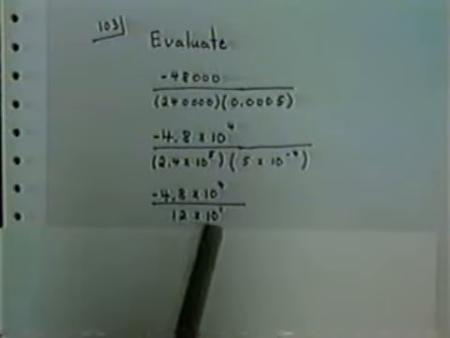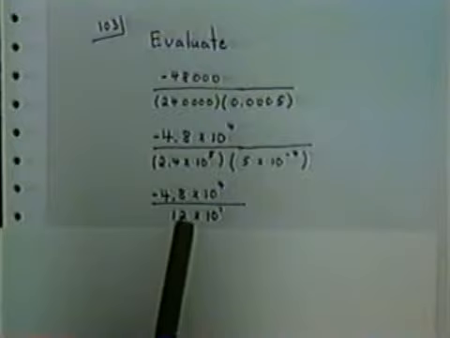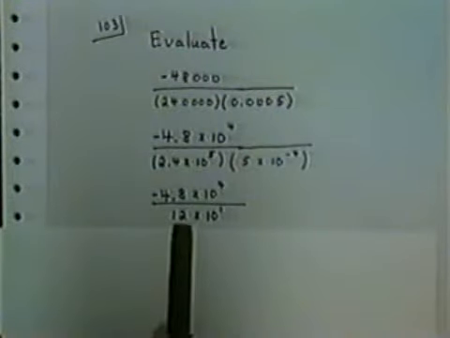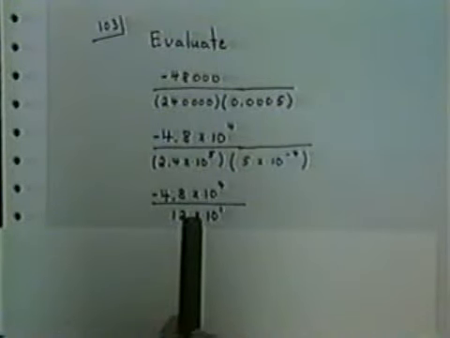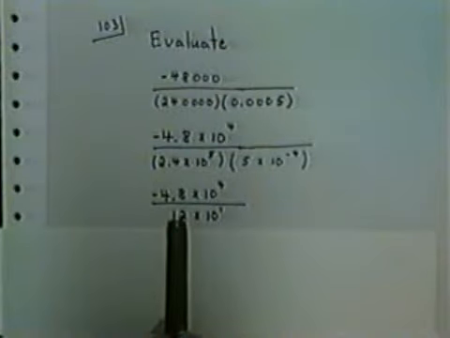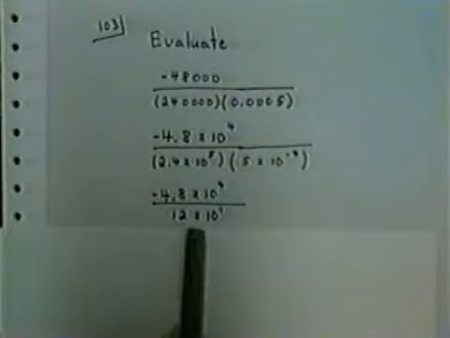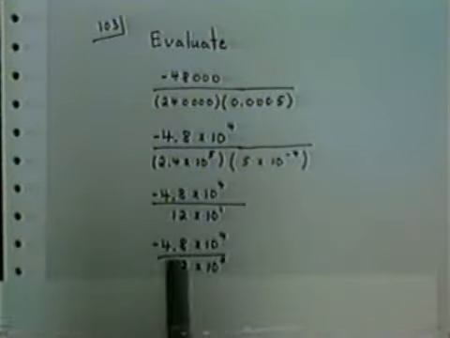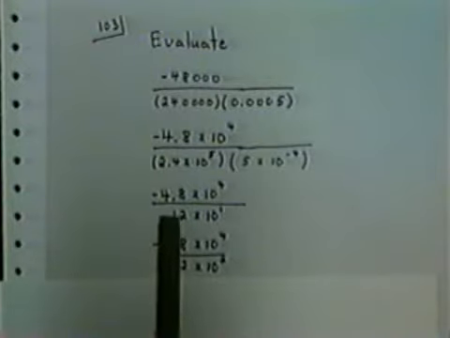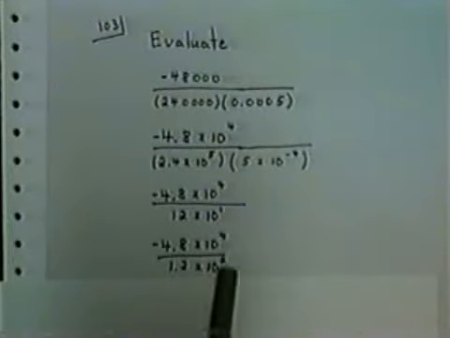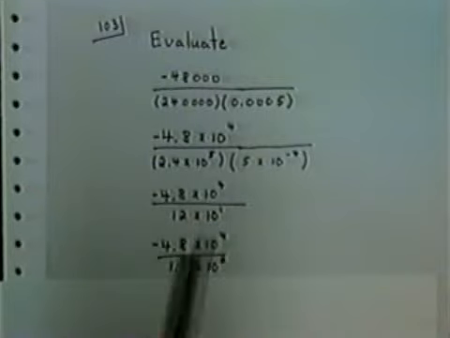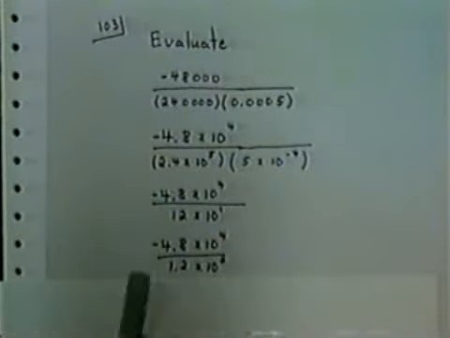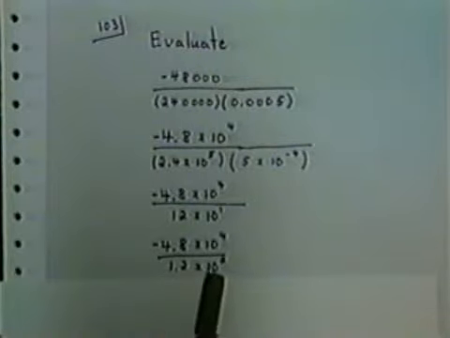Now, 12 times 10 to the first is not really in scientific notation. So I need to write it in scientific notation. I need to have my decimal between the 1 and 2, which means I'm dividing this part by 10. So I need to multiply that part by 10 to get 10 squared. So I can write it as 1.2 times 10 squared. So I bring the numerator down, a negative 4.8 times 10 to the fourth, and I rewrite 12 times 10 as 1.2 times 10 squared.